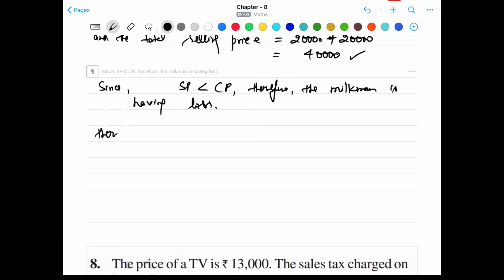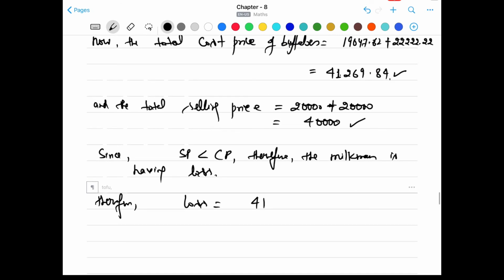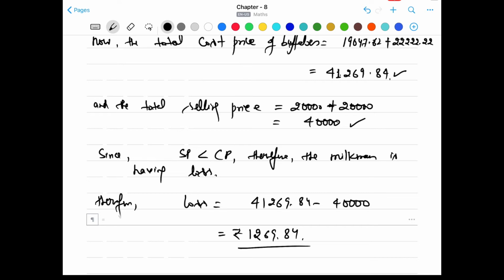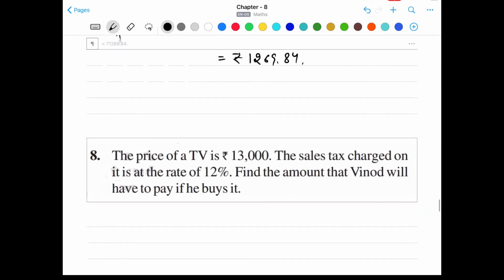So therefore, loss will be equal to 41,269.84 minus 40,000, and that will be equal to 1,269.84 rupees. So he is making a loss of 1,269.84 rupees. Okay, so that's the answer of question number 7. Now let's move to question number 8.